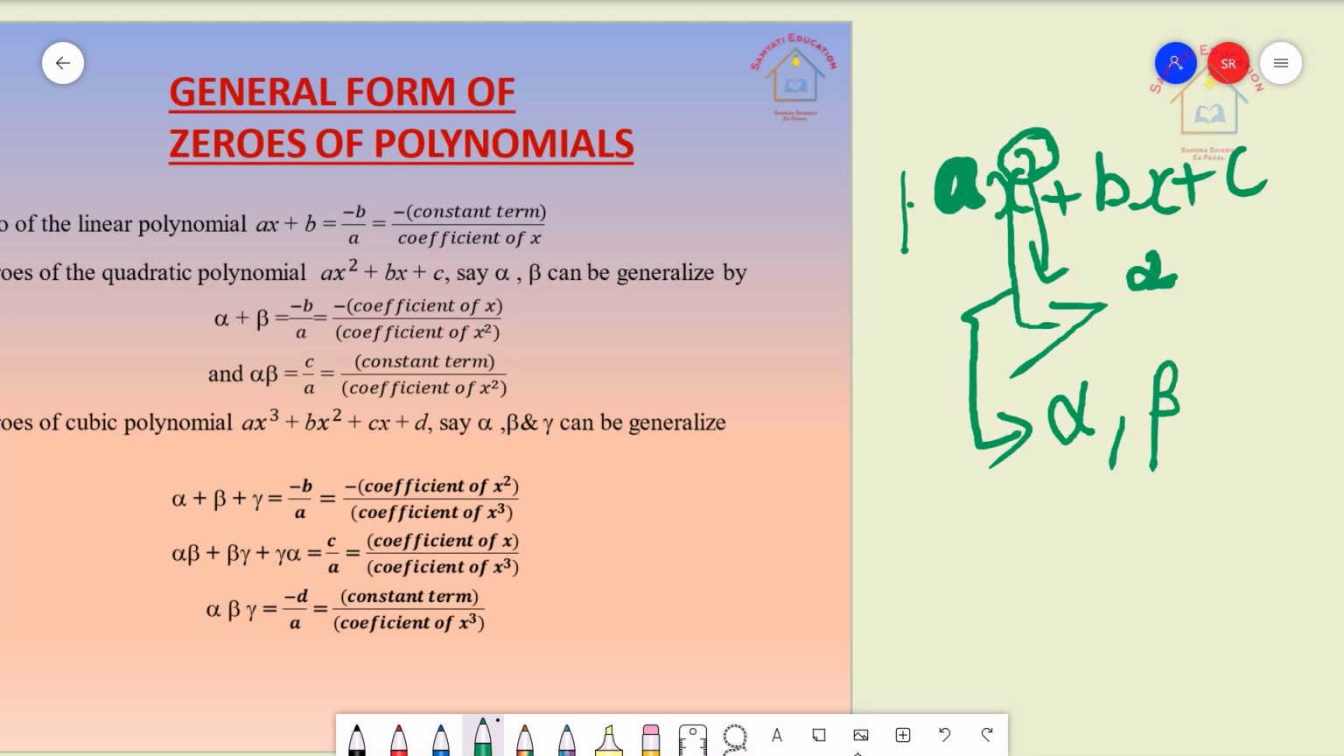Then the two relations we find for this equation are by summing these zeros, alpha plus beta, and multiplying these zeros, alpha beta. We will not go through all the multiplication and how to solve these equations, but we will only go on knowing what the answers are. Alpha plus beta, as you can see, is minus b by a. Here b is the coefficient of x and a is the coefficient of x square.